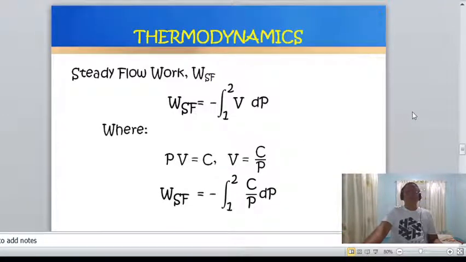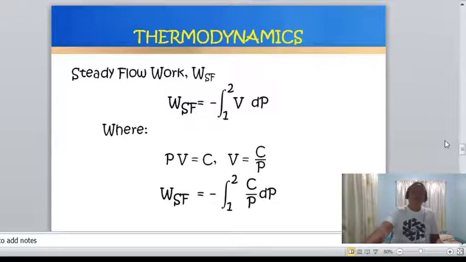Another is the steady flow work. Take note that the steady flow work is equal to the area behind the PV diagram. Taking now a differential strip from the PV diagram, work steady flow now is equal to the negative integral of V dP, with limits from 1 to 2. So, for PV equals C, V is equal to C over P. Substituting now the value of V, which is equal to C over P, multiplied by dP.